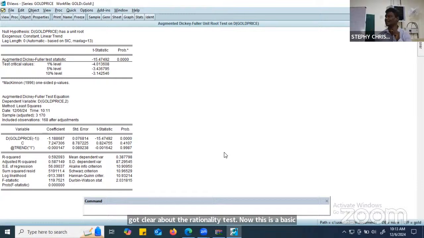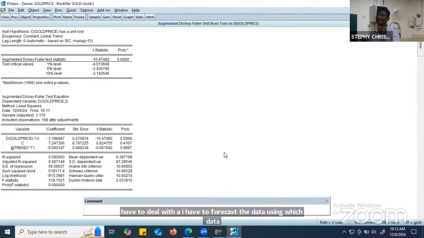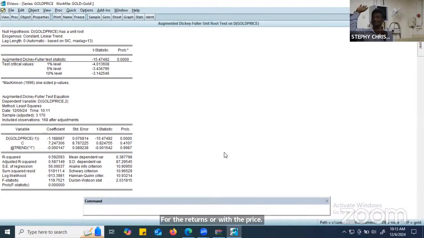Okay. So now I found I, sorry, the integration I. I'll come to AR later. So I got I, what is I? The data is stationary at order 1, integration of order 1. So what data do I have to use? I have to forecast the data using the returns, not the price. Sir, later can I convert the return into price? That's up to you. That is the procedure.